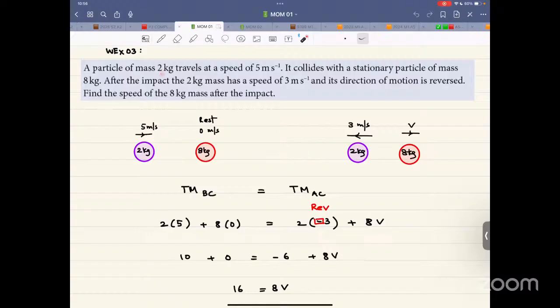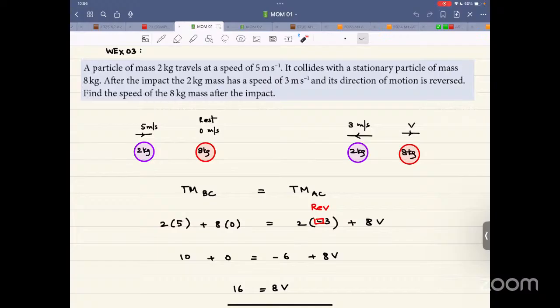A particle of mass 2 kg travels at a speed of 5 meters per second. It collides with a stationary particle of mass 8 kg. After the impact, the 2 kg mass has a speed of 3 and its direction of motion is reversed, so now this will become negative 3. Find the speed of the 8 kg mass after the impact.